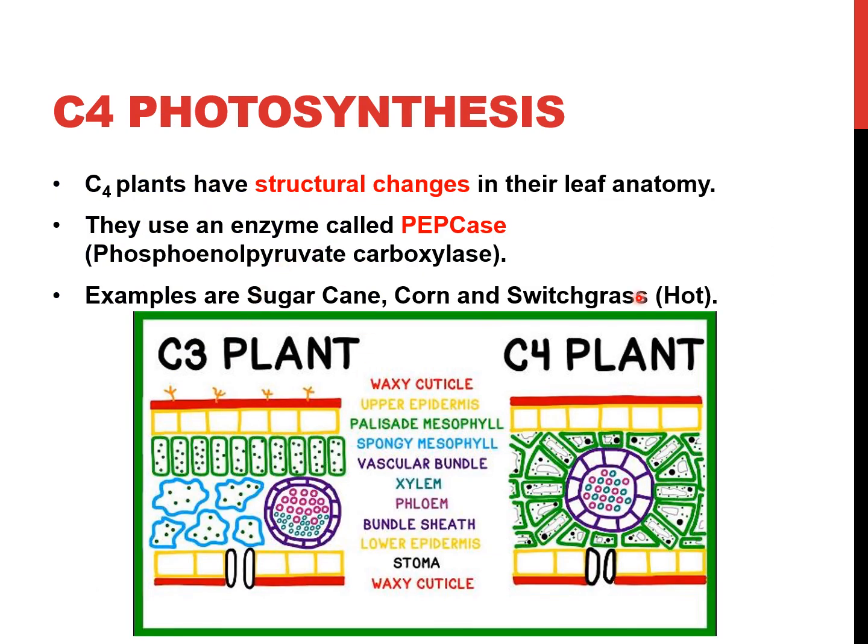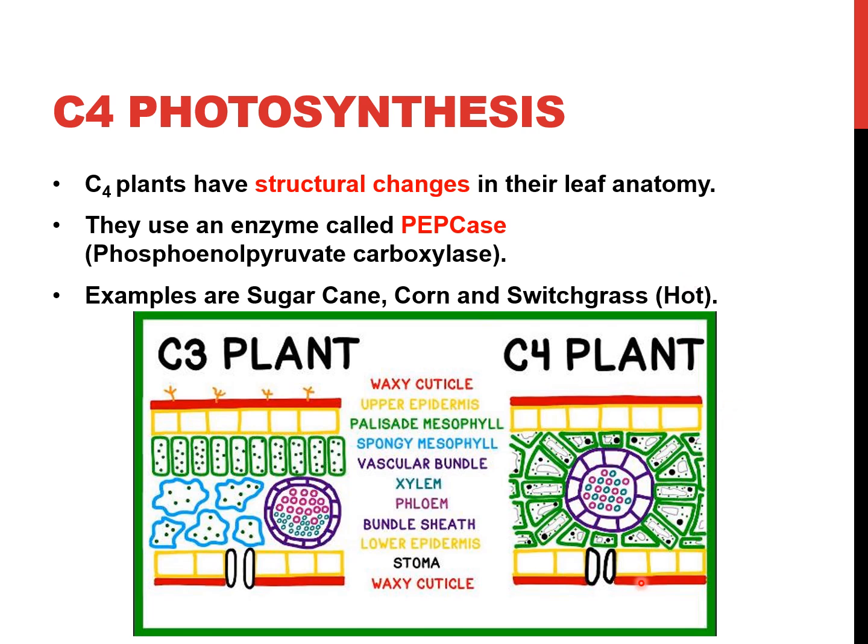So essentially, how do C4 and CAM plants get around that problem of Rubisco becoming an oxygenase? We want it to be a carboxylase, so carbon is used in the Calvin cycle, and therefore glucose is made by the plant. C4 plants have a special structure, so they have specialized anatomy. They use a special enzyme. We don't really need to know the name of that, but they have a special enzyme and they have special anatomy. What are some examples of C4 plants? Sugarcane, corn, switchgrass, all things that grow in warmer environments.